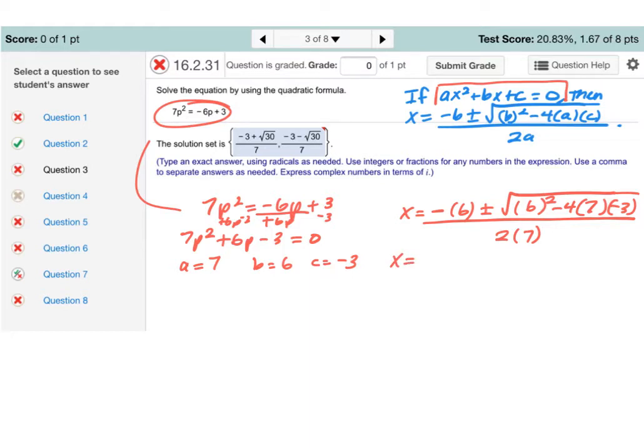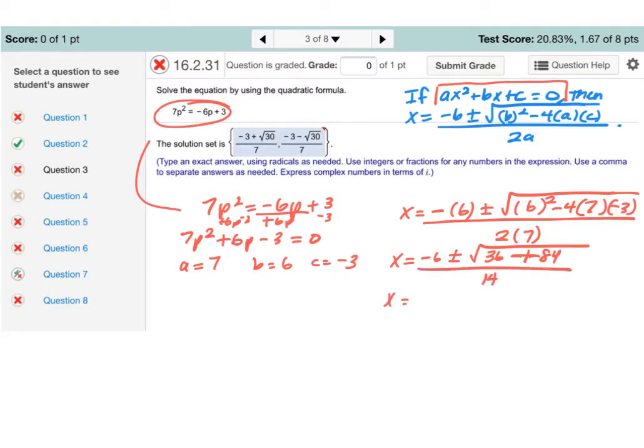Okay, so we have negative 6 plus or minus the square root of 6 squared, which is 36, minus, and we'll keep the minus, 4 times 7 times negative 3 will give us a negative 84, which becomes plus, all over 14.